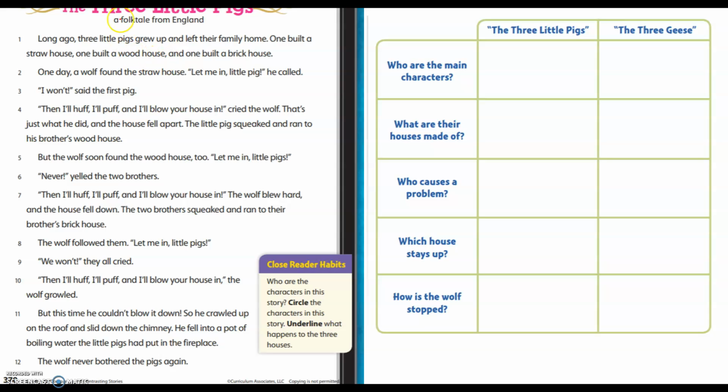So, who are the main characters of this story? All right, our main characters are the three little pigs. What were their houses made of? Okay, they were made of wood, straw, and brick.